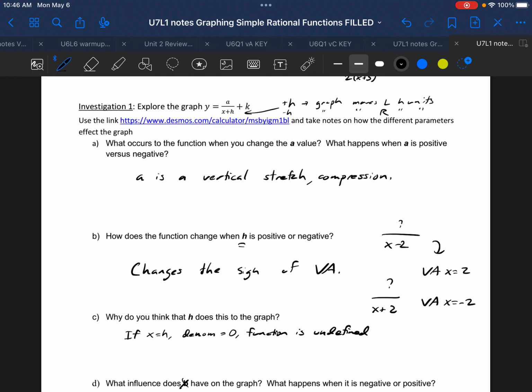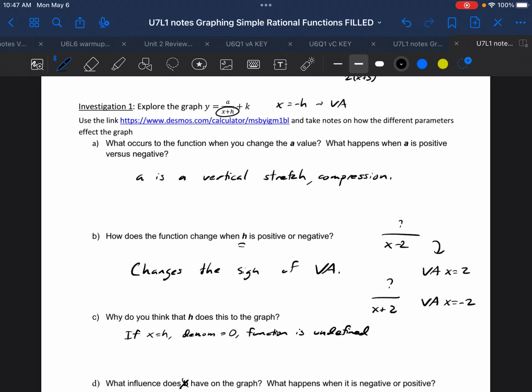And really, in these graphs that we're looking at, the big significance of H is that there will be a vertical asymptote when X equals negative H. The reason is, when X is negative H, this part is equal to 0, and so the whole graph will be undefined. Now that's in this specific form. There is one other case, but we're not going to look at that now.